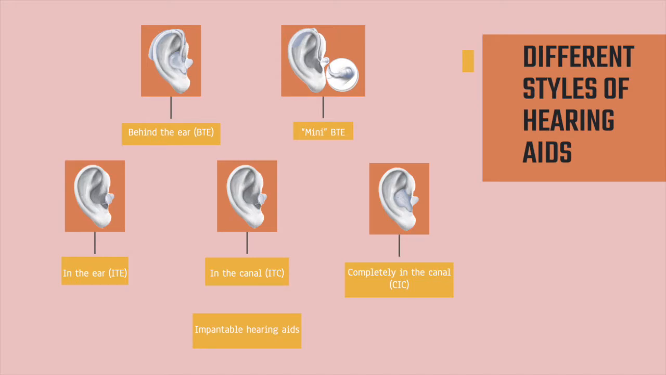Next, are there different styles of hearing aids? Yep. First, behind the ear or BTE. These hearing aids consist of a hard plastic case worn behind the ear and connected to a plastic ear mold that fits inside the outer ear.